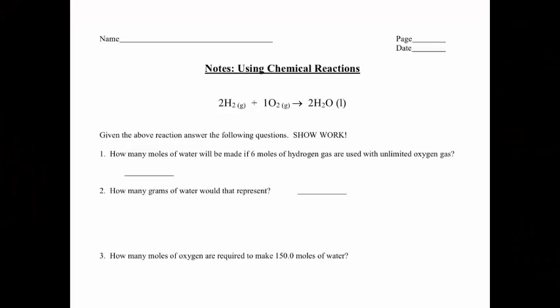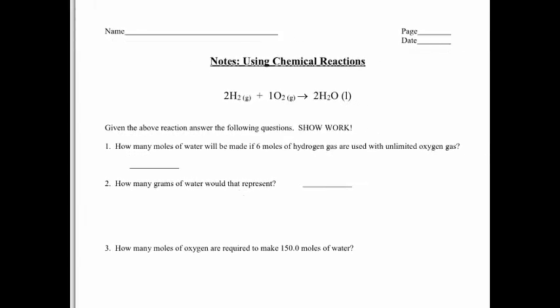For today's notes, we're going to piggyback off of what we finished up discussing in the previous notes. When you look at a chemical reaction, you're going to be given reactants and products, and you can think of them as if they are the ingredients in a recipe and your end product or your yield. So let's go ahead and look at some problems dealing with this equation where we take hydrogen and oxygen gas and make water. Number one, how many moles of water can be made if 6 moles of hydrogen gas are used with unlimited oxygen gas?